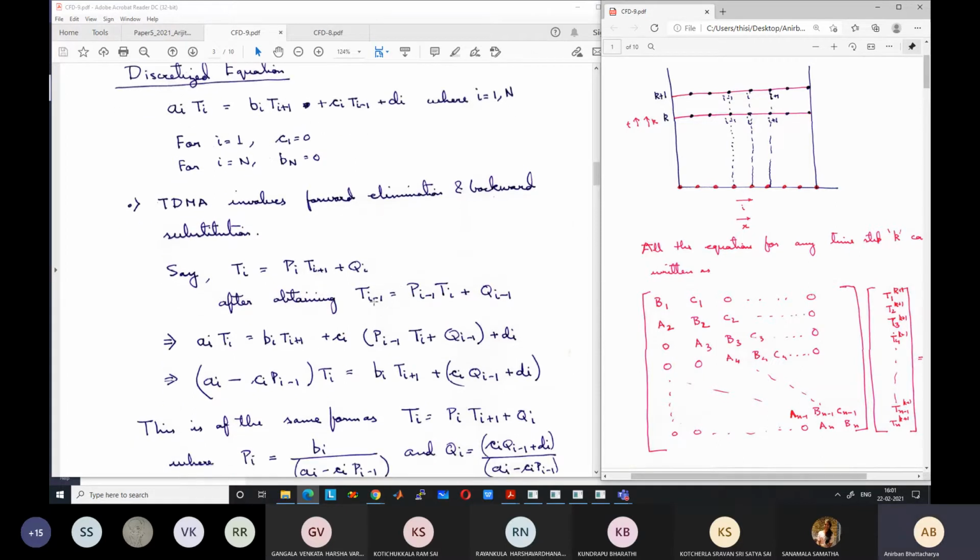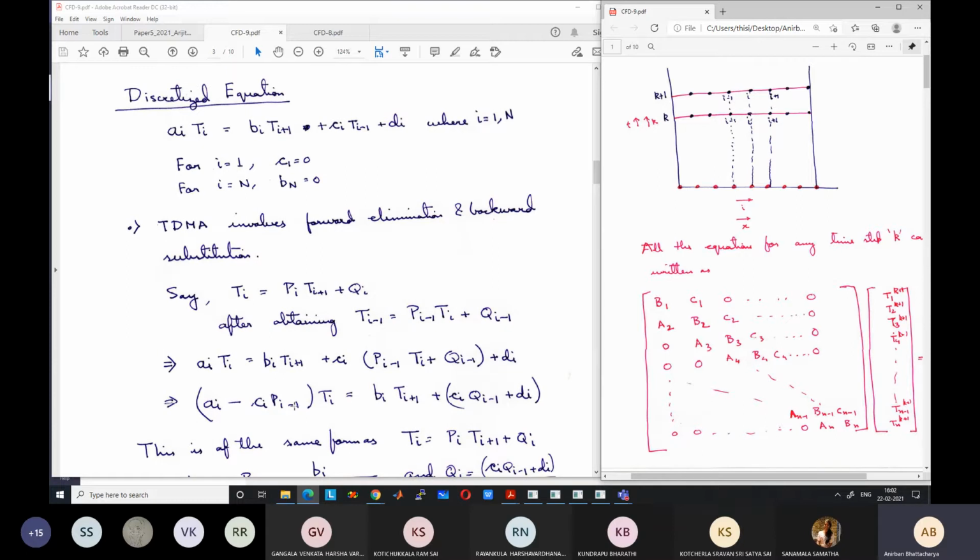Now let us try to correlate this discussion with the previous actual equations. Our actual equation is a_i T_i = b_i T_{i+1} + c_i T_{i-1} + d_i. This T_{i-1} we are going to replace by the expression T_{i-1} = P_{i-1} T_i + Q_{i-1}. Why am I going to replace this?